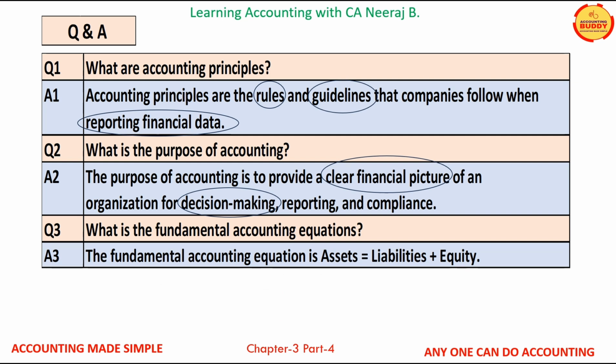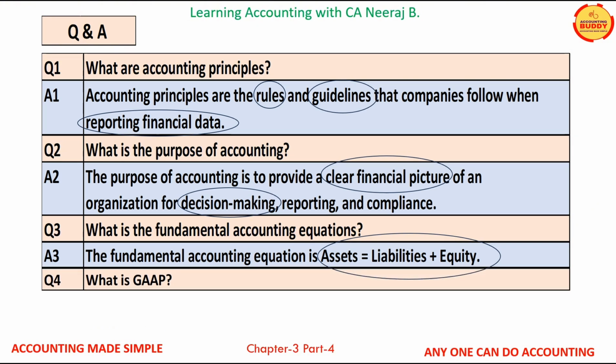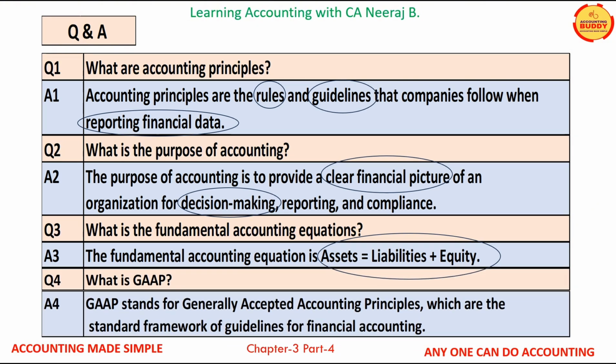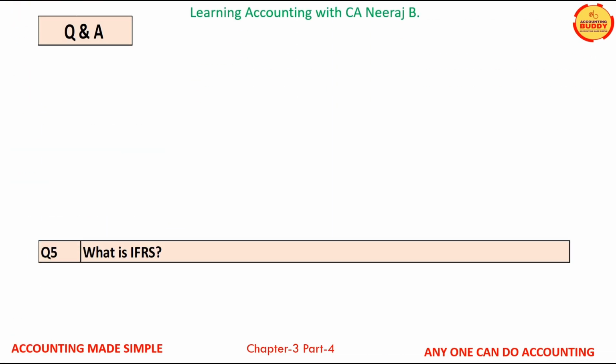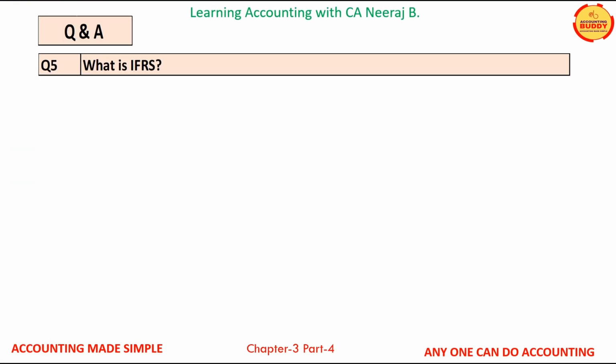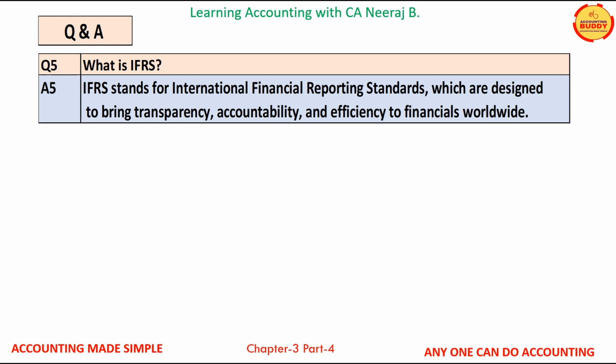Question number three, what is the fundamental accounting equation? The fundamental accounting equation is assets are always equal to liabilities plus equity. Question number four, what is GAAP? GAAP stands for Generally Accepted Accounting Principles, which are the standard framework of guidelines for financial reporting. Question number five is, what is IFRS? IFRS stands for International Financial Reporting Standards, which are designed to bring transparency, accountability, and efficiency in financials worldwide.